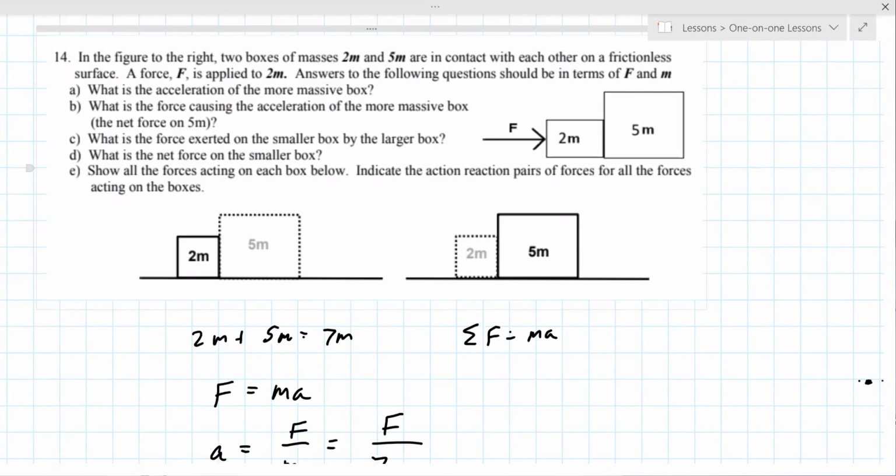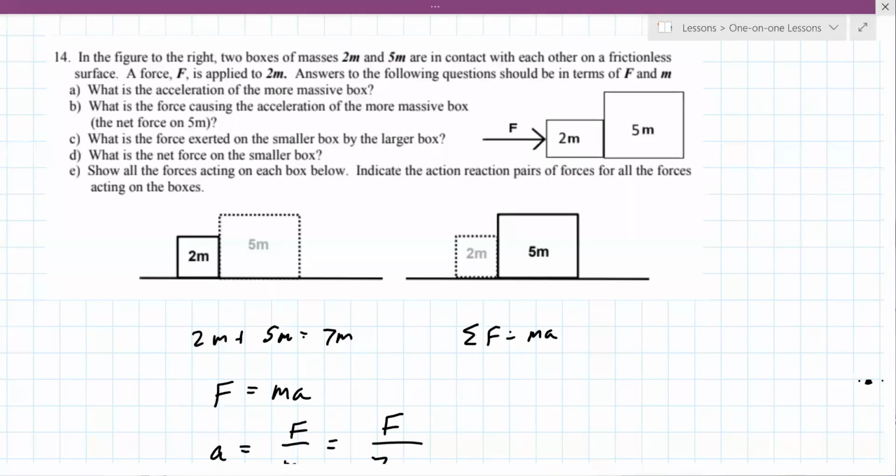Now B: what is the force causing the acceleration of the more massive box? The net force on 5m. So what's happening is that the 2m block is pushing on the 5m block, and the 5m block is pushing back on the 2m block. That's true.